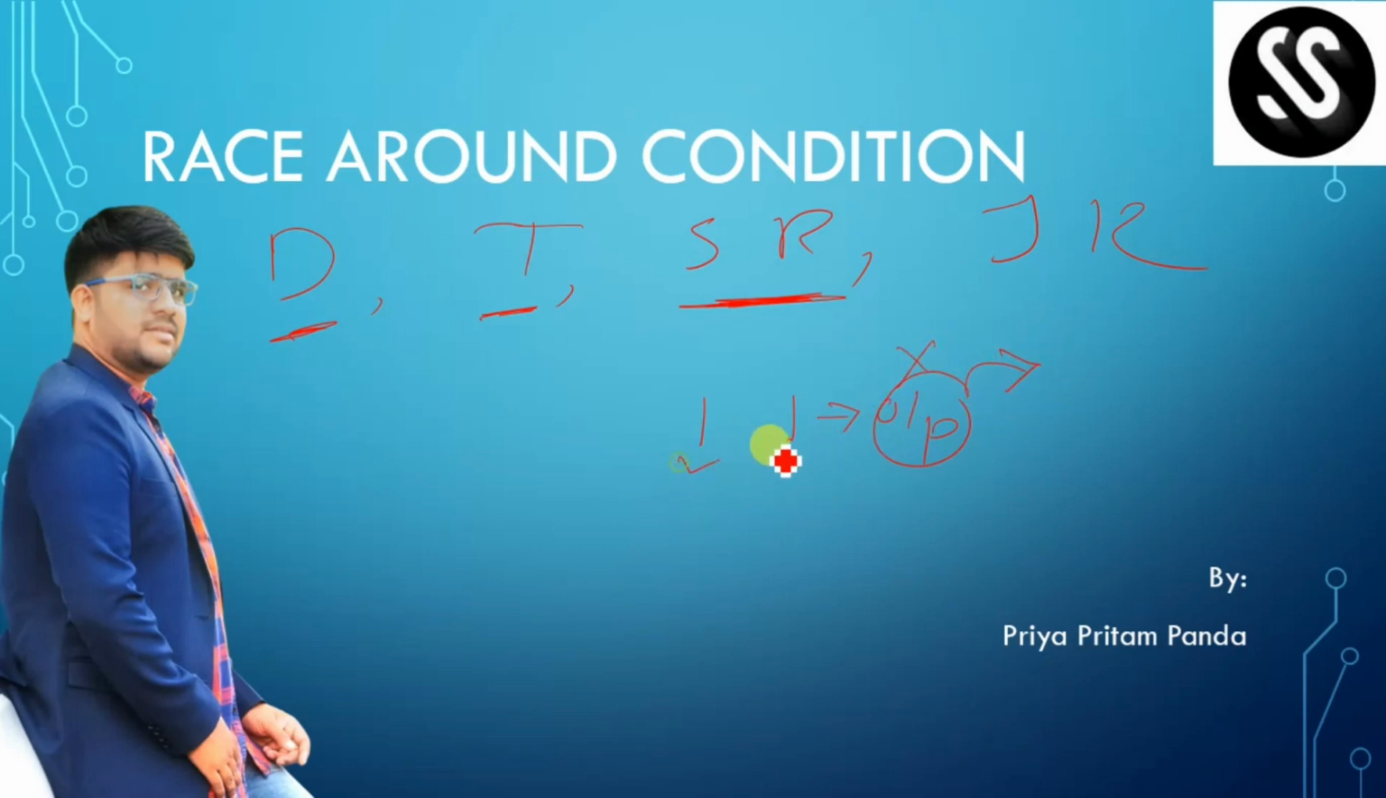When J is 1 and K is 1, the output toggles, right? Toggle means whatever the previous state is, the next state is its complement. So if the previous state is 0, the next state must be 1, and when the previous state is 1, the next state will be 0. So a 0 to 1 or 1 to 0 transition is called toggling, right? So this is about the flip-flops.